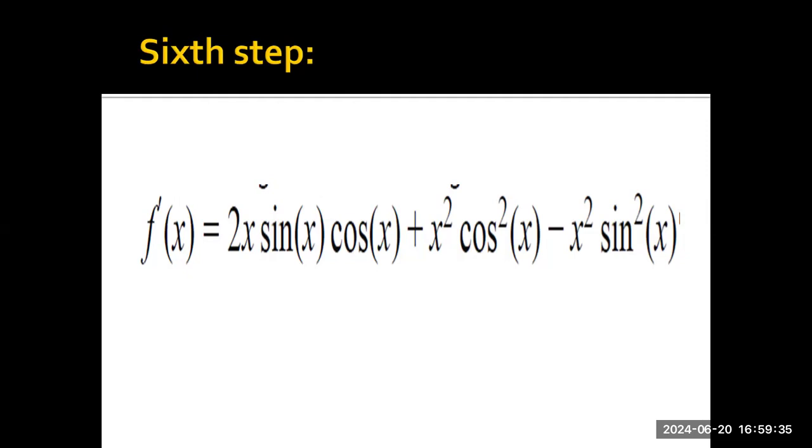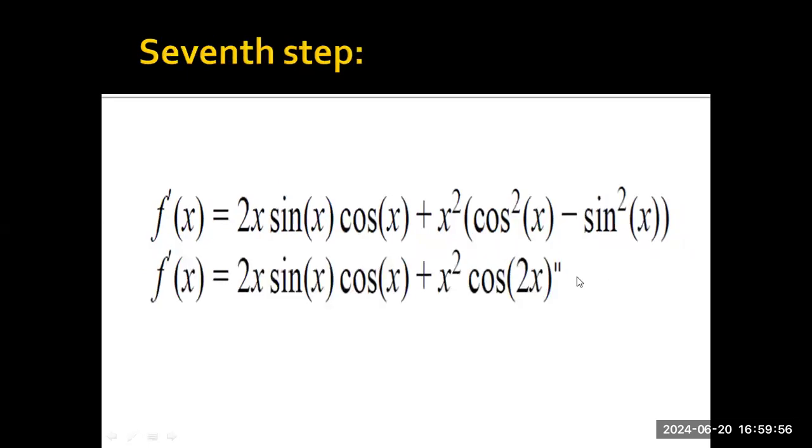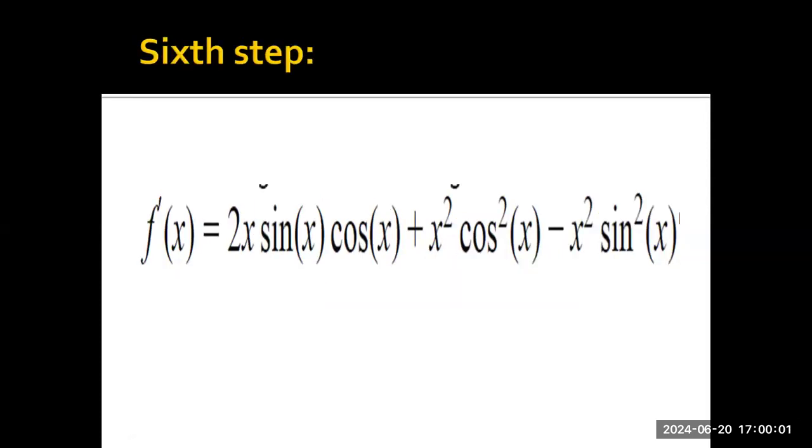Okay, so recall the double angle identity. Cosine value of 2x equals cosine squared x minus sine squared x, right? So let us simplify this one further. Notice that in the last two terms, x squared is the greatest common factor. So that can be factored out.